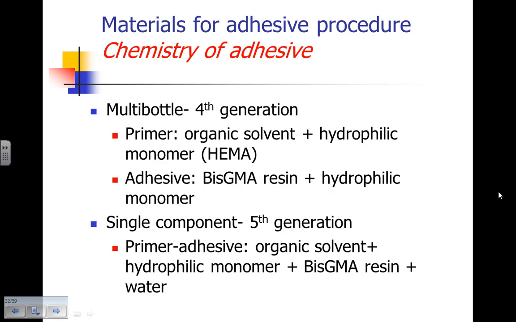As previously described, for the chemistry of a fourth generation adhesive, the separate primer has an organic solvent and a hydrophilic monomer, HEMA, and the adhesive has a bis-GMA hydrophobic resin with the addition of a hydrophilic monomer, HEMA. For the fifth generation single component adhesive, the primer and the adhesive are all in one: an organic solvent, in the case of OptiBond Solo Plus alcohol, with the hydrophilic monomer HEMA, and a bis-GMA resin, plus a very small amount of water.